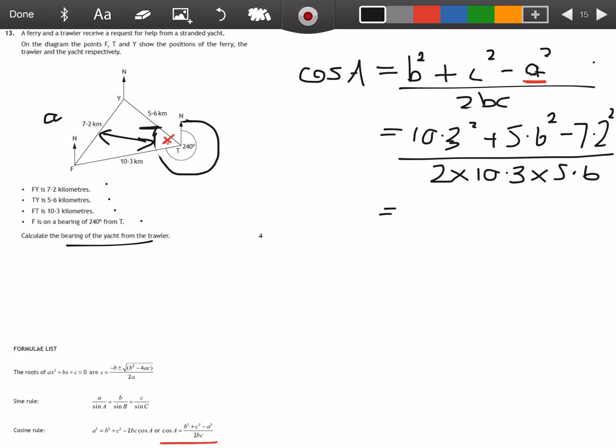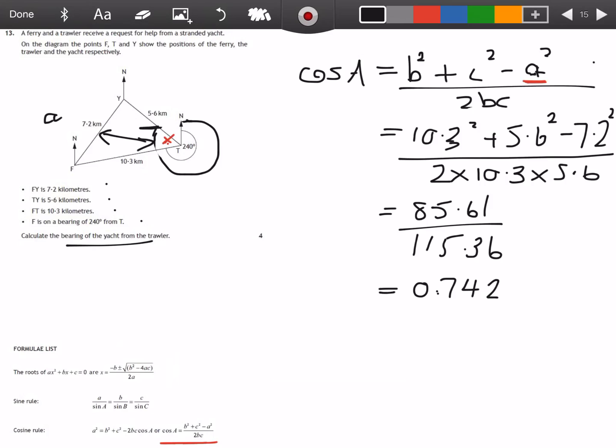Now what I suggest when you're doing a question like this is, key in the top line. Top line gives me 85.61. Bottom line is 115.36. And now do the division, which is, on my calculator, approximately 0.742.